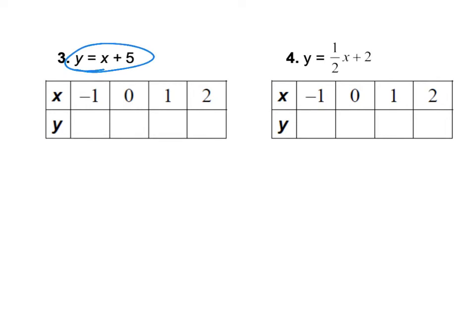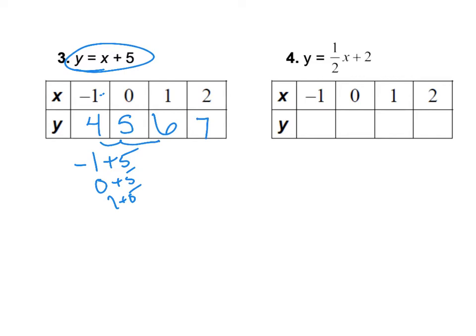So we're going to do x plus 5. So I'm going to take this number and I'm just going to add 5. So -1 plus 5 gives me 4. 0 plus 5 gives me 5. 1 plus 5 gives me 6. 4, 5, 6. This will be 7.